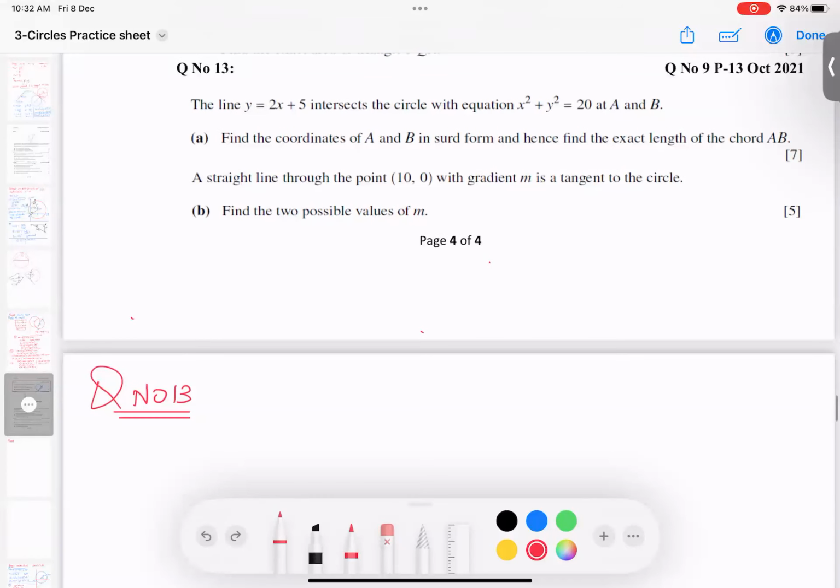Bismillah ar-Rahman ar-Rahim. This is a question from October 2021, 13 variant, question number 9.